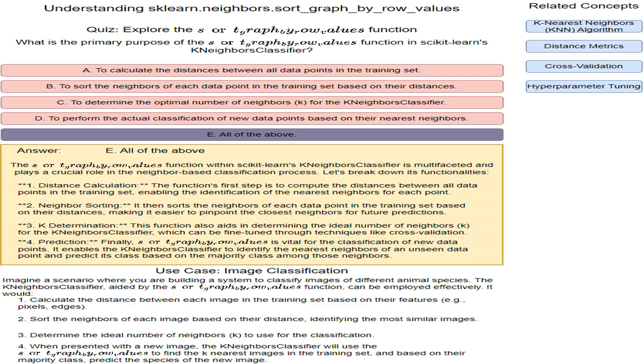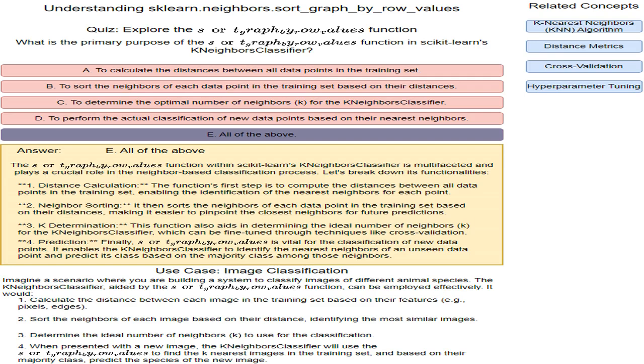The KNN algorithm is a supervised learning technique used for both classification and regression. It classifies data points based on the majority class of their k nearest neighbors in the feature space. In medical diagnosis, KNN can be used to predict the likelihood of a patient developing a certain disease based on their symptoms and characteristics compared to a database of similar patients.